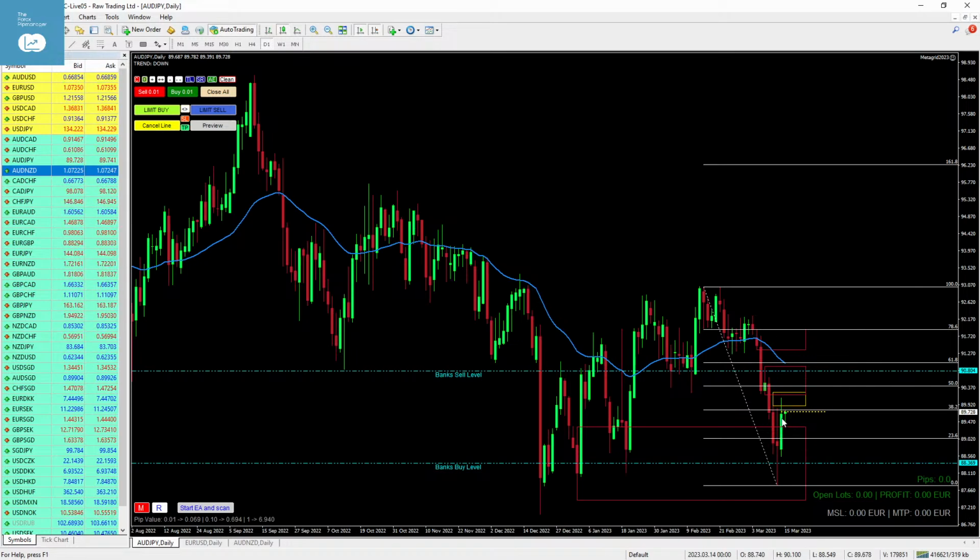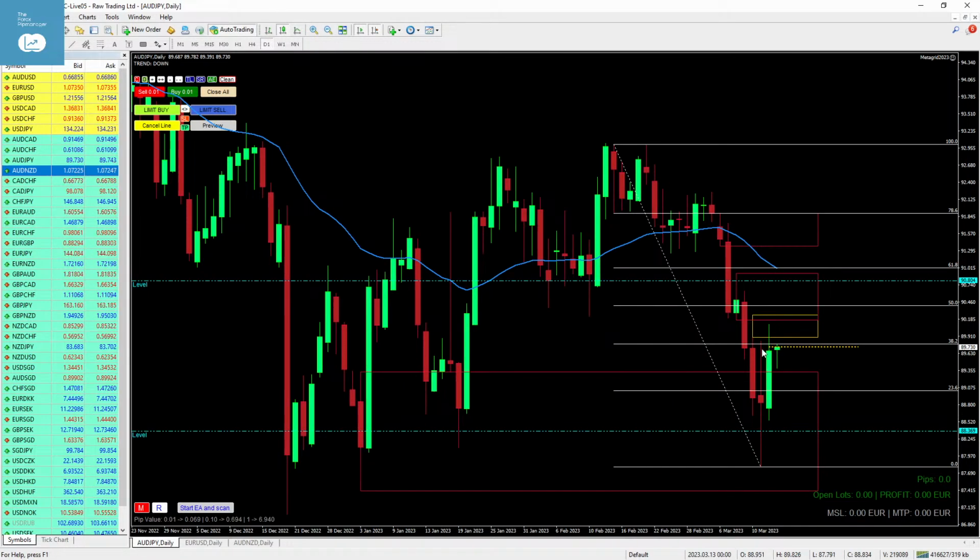At the moment it stopped here again on the 38.2 level, and this level was respected. If I zoom in a bit, you can see it has been respected here. So maybe I want to jump over it now.